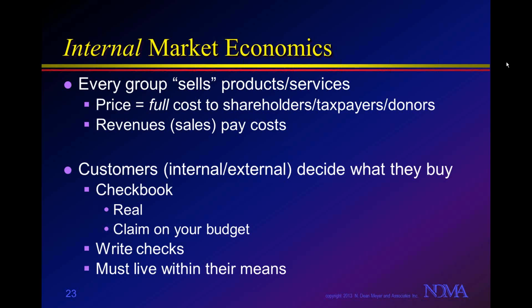Now, that checkbook could be real money if you do fee-for-service chargebacks, or it could be a claim on your budget where they decide what that budget goes to. But in either case, they write the checks, and it's their job to live within their means. They can't spend more than they have in that checkbook, which means they are accountable for managing demand and deciding priorities within that limited checkbook. This is all real-world stuff. It's all simple stuff out there in the real world.